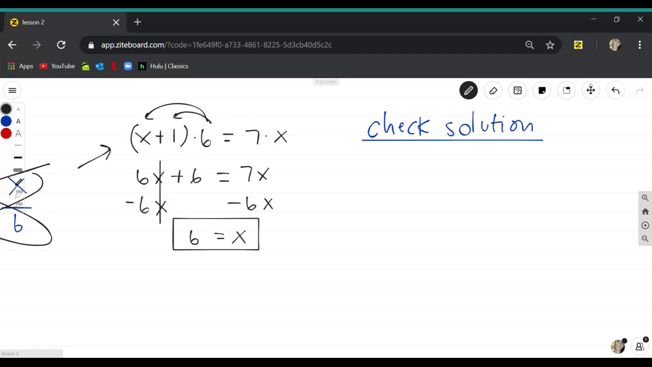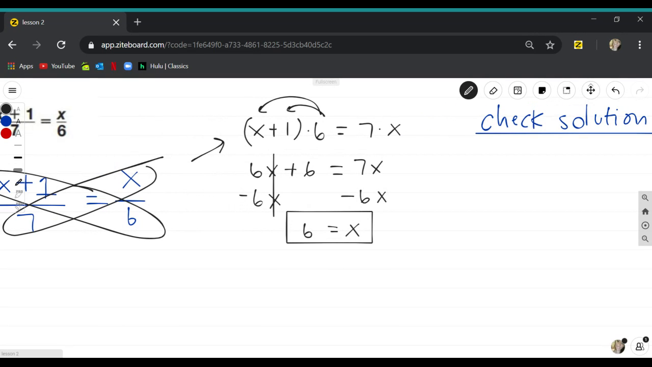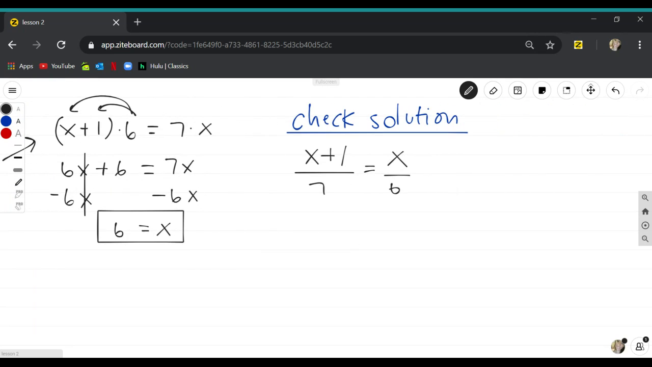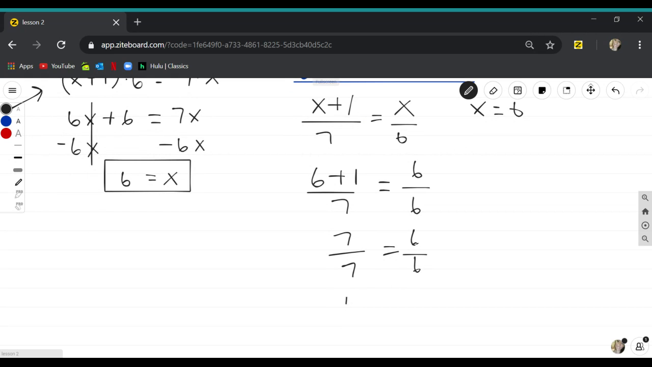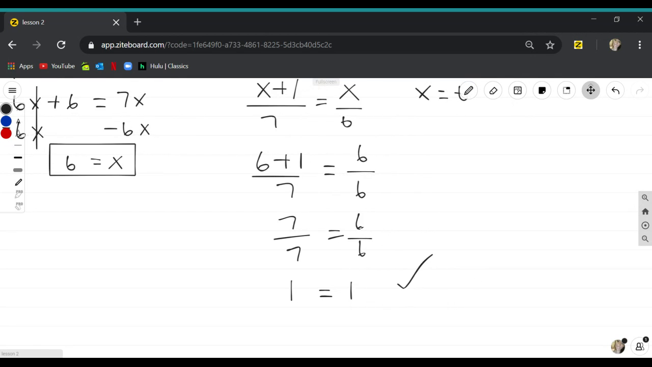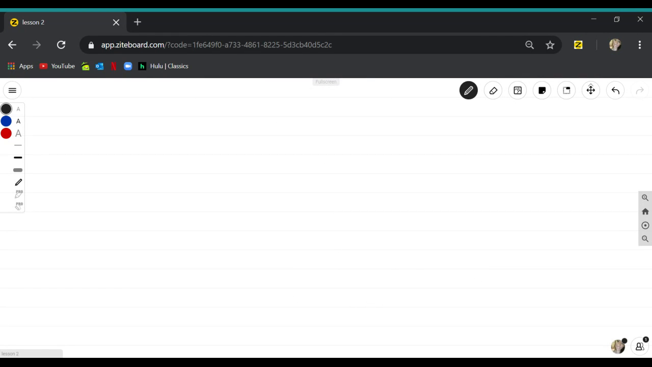So our problem was x plus 1 over 7 is equal to x over 6. Okay, so when x is equal to 6, we're just going to plug in. So 6 plus 1 over 7 is equal to 6 over 6. So 6 plus 1 is 7 over 7 is equal to 6 over 6. Okay, what is 7 divided by 7? 1. 6 divided by 6 is 1. So that's correct.